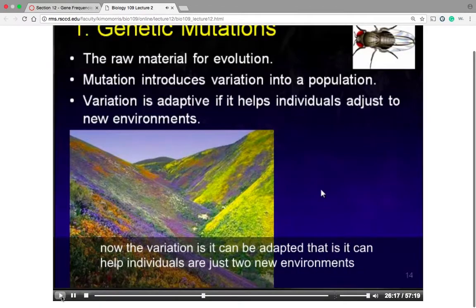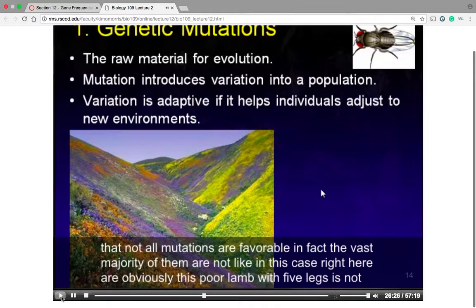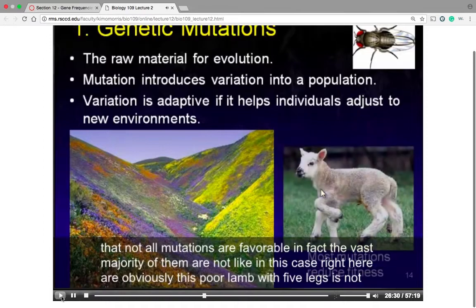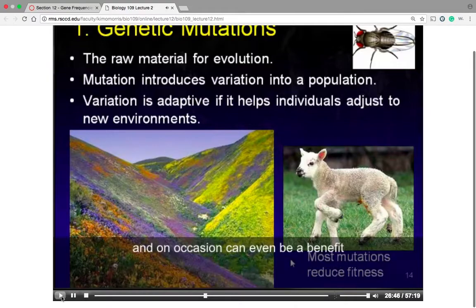Now, the variation can be adaptive. That is, it can help individuals adjust to new environments. However, it's important to understand that not all mutations are favorable. In fact, the vast majority of them are not. Like in this case right here. Obviously, this poor lamb with 5 legs is not necessarily as fit as a lamb with 4 legs. But on occasion, you can have a genetic mutation that will at least not kill the organism, and on occasion can even be a benefit.